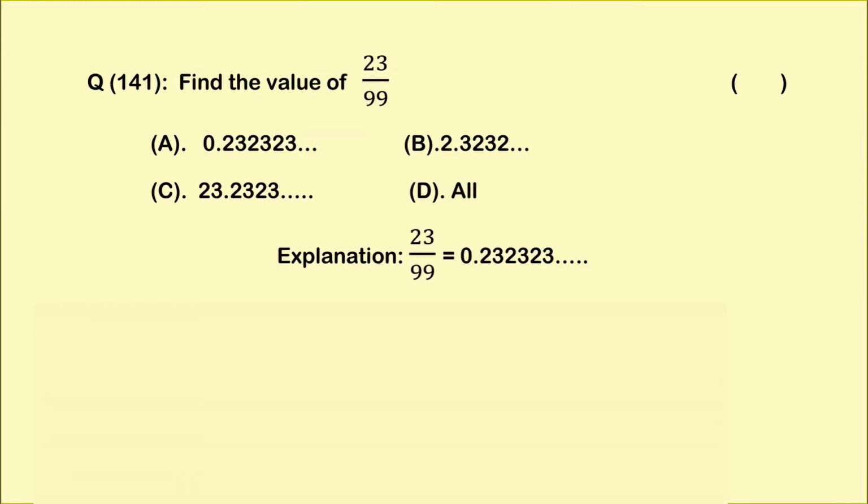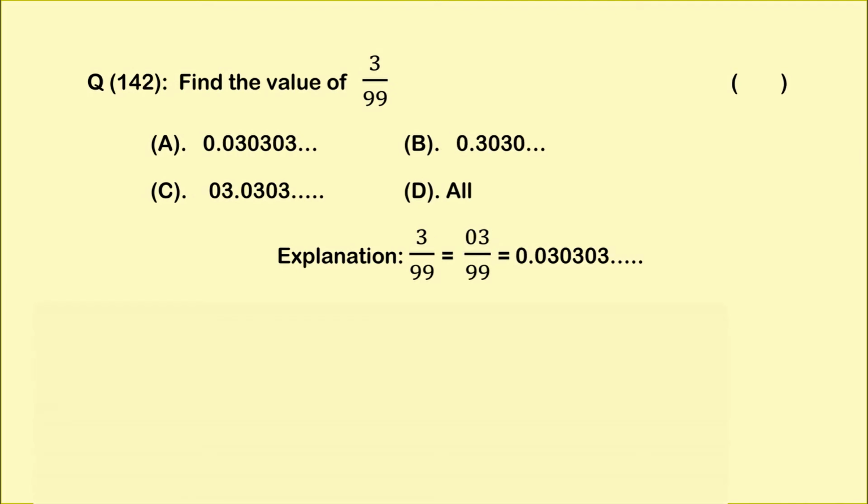Question number 141. Find the value of 23 by 99. So in previous questions we have already learnt that 23 by 99 is nothing but 0.2323, means 0.23 bar. So the right answer is A. Question number 142. Find the value of 3 by 99. As we know, 3 by 99 is equal to 03 by 99. So it is nothing but 0.03 bar. So we can write it as 0.030303 like this. So the right answer is A.